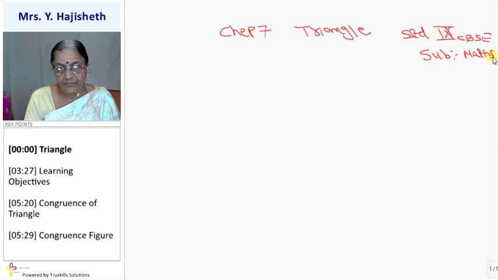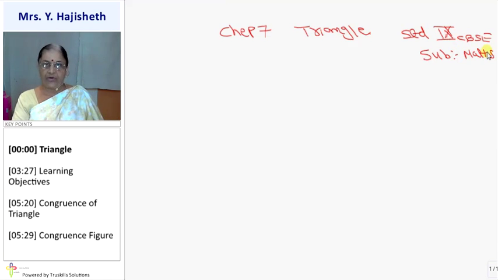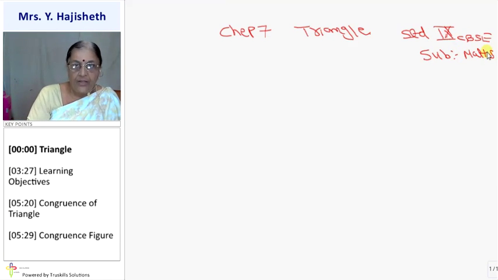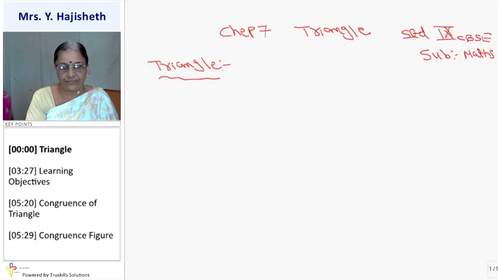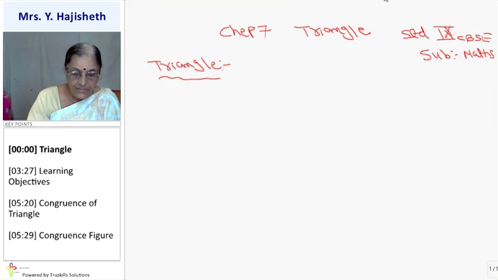Chapter 6, about lines and angles, we have completed. Now first of all we define triangle. What do you mean by triangle? In previous standards also you have learned this definition. A triangle is a closed figure formed by three intersecting lines.